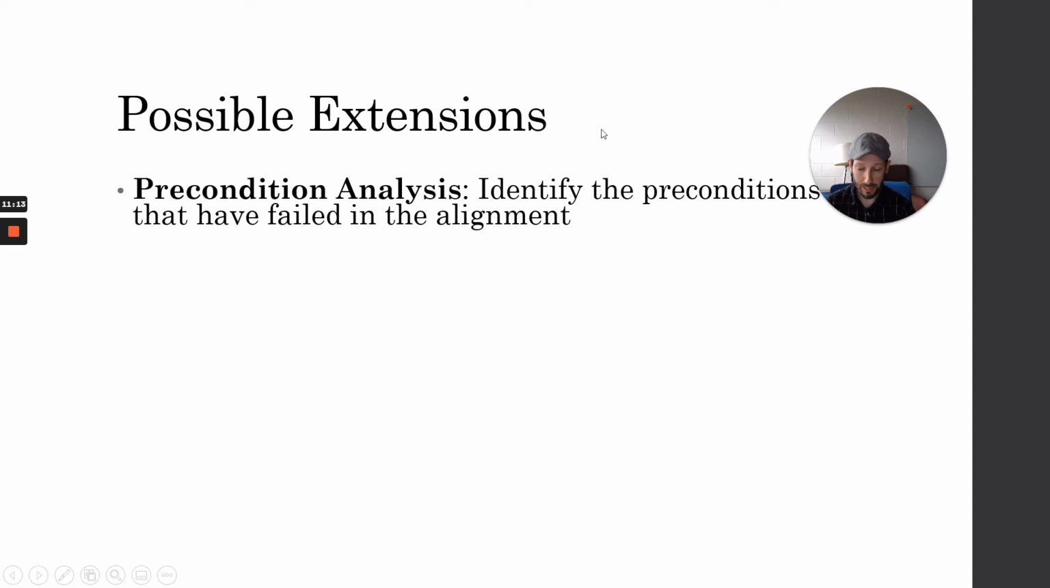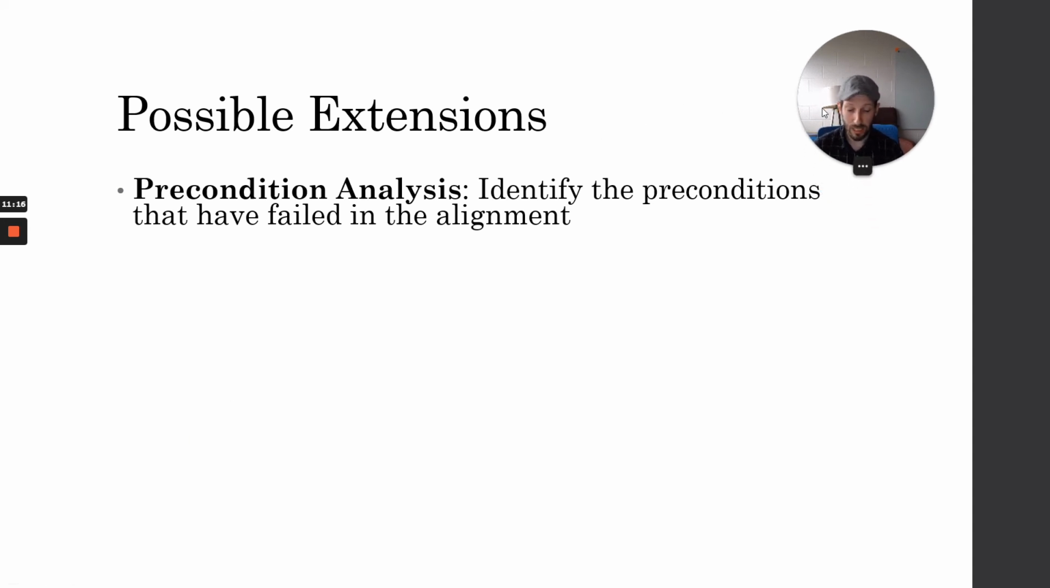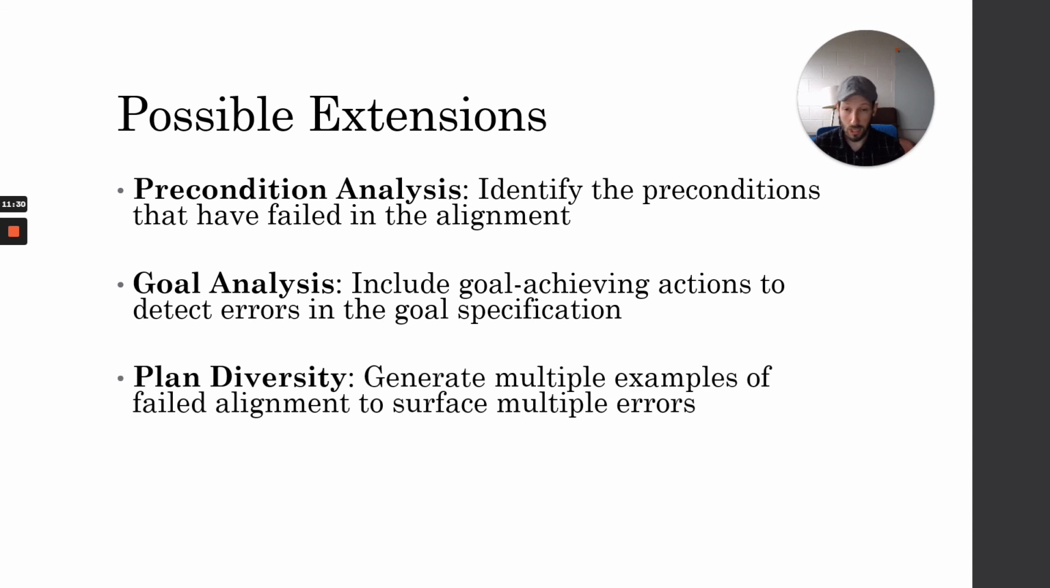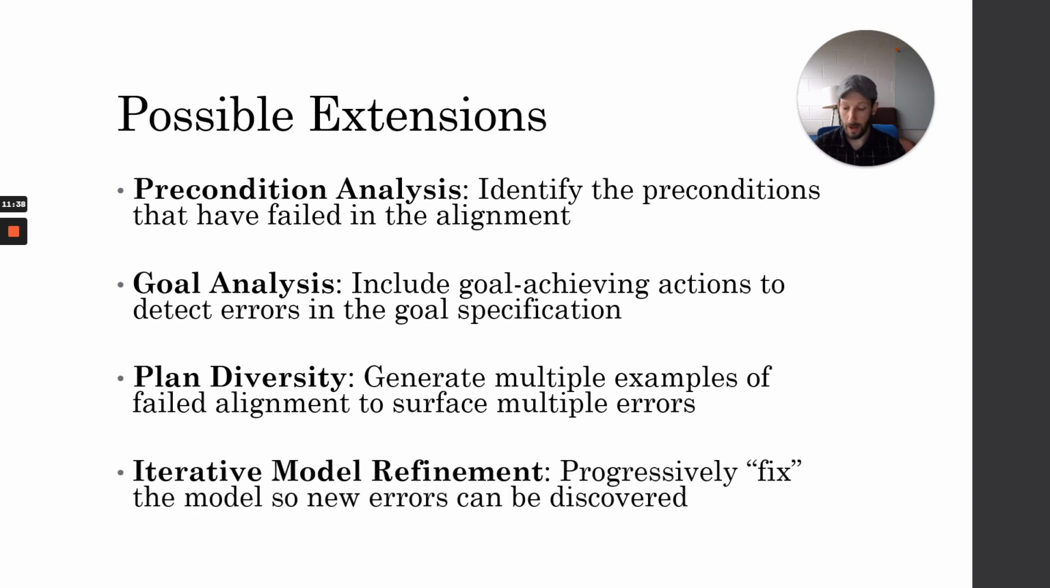There are a number of possible extensions here. Analyzing the preconditions that might have failed in this alignment is one of them. Another is that goal analysis isn't included at all. Introducing goal achieving actions would accomplish this, so if there's a bug in their goal specification, we would find it as well. Another is plan diversity, generating multiple plans for these alignment failures to indicate different failures inside of the models. And an iterative model refinement: fix the error that you have found or take that failure action out and see if you can find more errors, because at the moment it just stops at the first error that it finds.